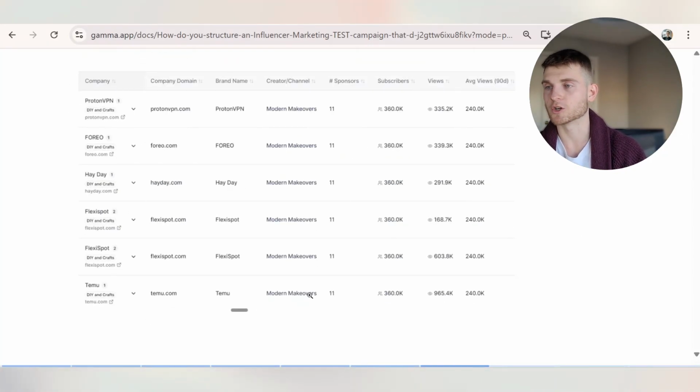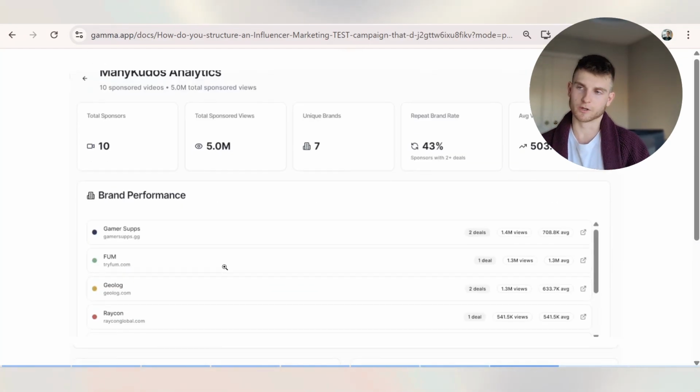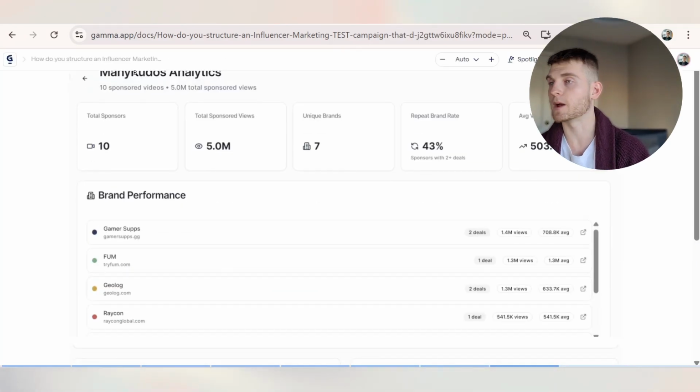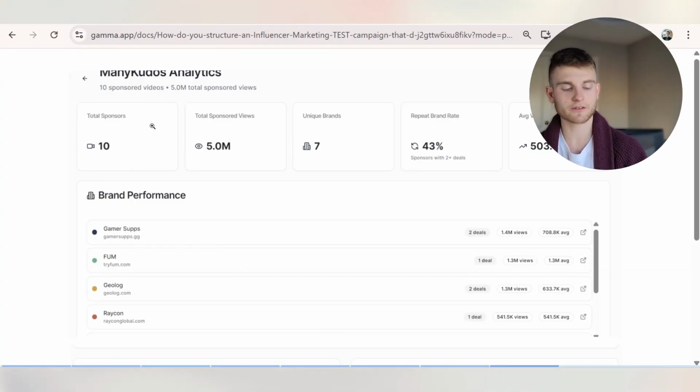And here we've got a bunch of sponsorships for Modern Makeovers, Foreo, Heyday, FlexiSpot sponsored them multiple times, as you can see. Now from here, what we did is we have, for Many Kudos, we just put them into this table, right? All of this, like I said, you don't need a database like this or a tool. You can just go through, and it'll take a little bit longer, maybe 2 or 3 times longer, but you can just go through, copy paste their information on either YouTube or Instagram, and then ask it the questions accordingly, right?